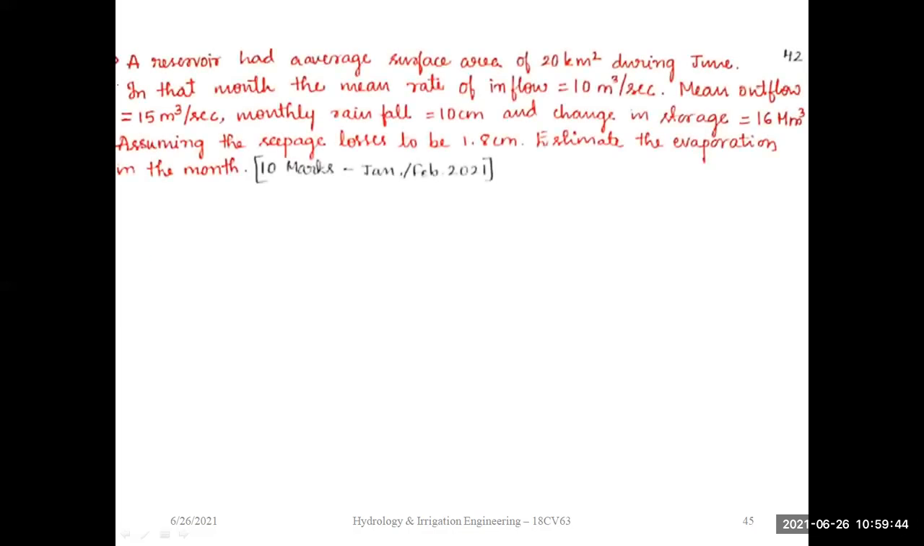So the next problem I'll read out here. A reservoir had an average surface area of 20 kilometers square during June. In that particular month, the mean rate of inflow is 10 meter cube per second. Mean outflow is 15 meter cube per second. Monthly rainfall 10 centimeter, and the change in storage 16 million meter cube. Assume the seepage losses to be 1.8 centimeter. Estimate the evaporation in the month. Okay, so this was also asked in Jan Feb 2021 for 10 marks.